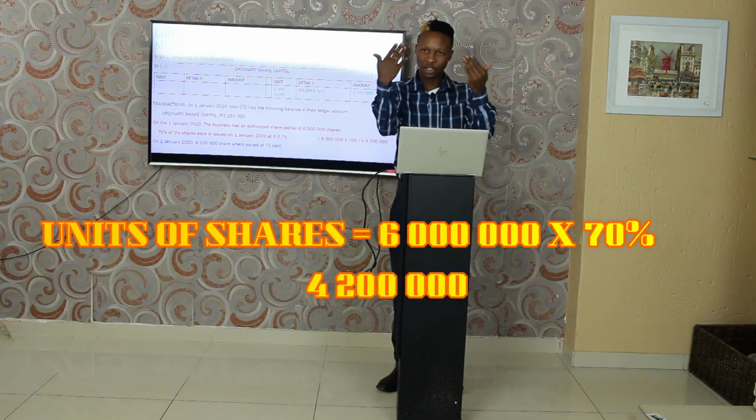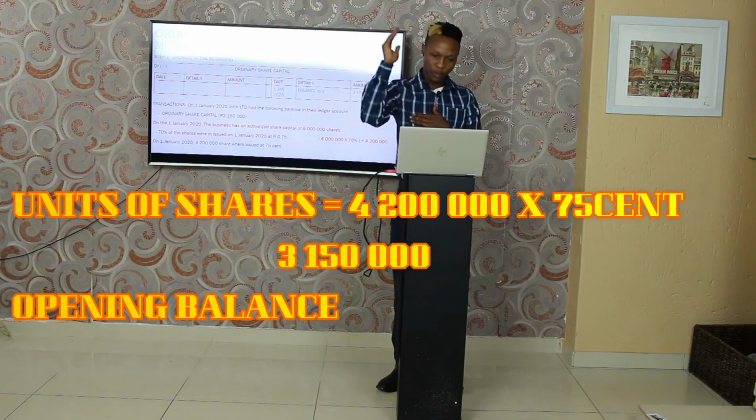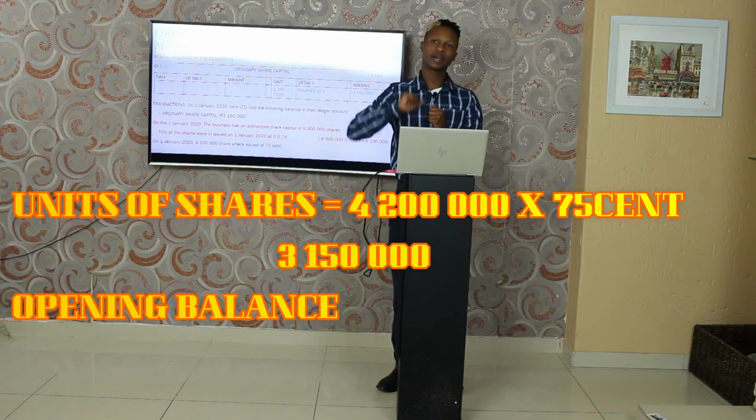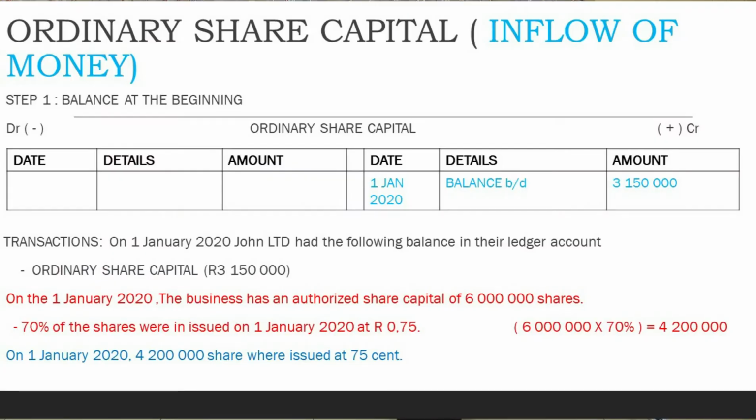We are prepared to issue this amount of shares at the beginning of the day, and then we multiply it by our 75 cents. And then we go to our credit side. As I have said, on our credit side, our ordinary share capital increases. On our debit side, our ordinary share capital decreases. Or they will say on the 1st January 2020, 4,200,000 shares were issued at 75 cents. It's straightforward. You only need to calculate. You take your units of shares, multiply by whatever price they are issuing, and then you have your opening balance.